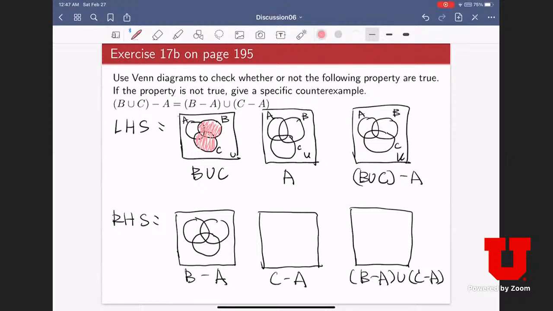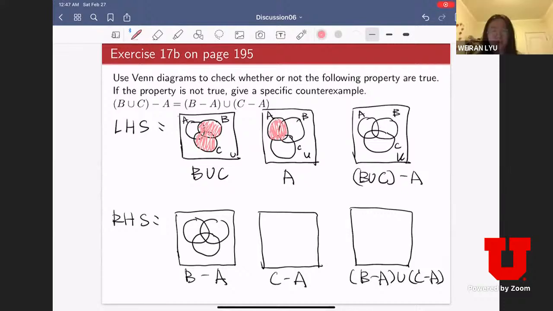All right, and what about the second one? For the second one, you would fill in all of A. And the last one, you just do the first one minus the second one. So you do all of B and C except the intersections with A.